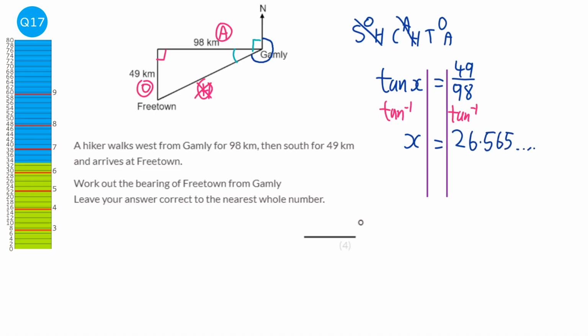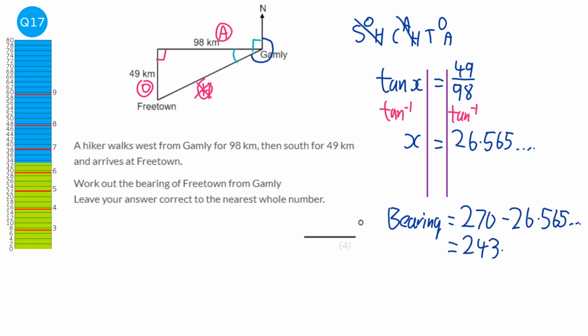So we get x equals, and we do inverse tan, which is 26.565, and so on. Okay, so we know that the whole of the way around, up until this point, is 270, because we've got this 90 degree left. So what I'm going to do now is work out the bearing. So bearing, we're just going to do 270, take away the 26.565, and that gives us 243.434, and so on. It says it wants it to the nearest whole number, so that's going to be 243.